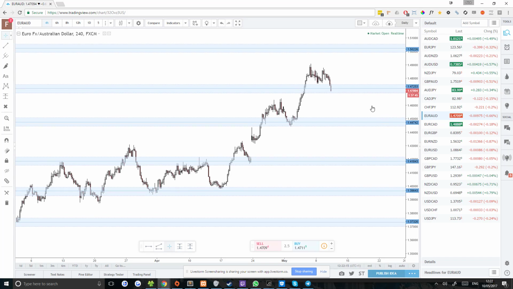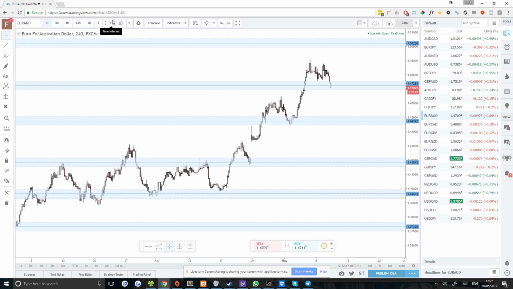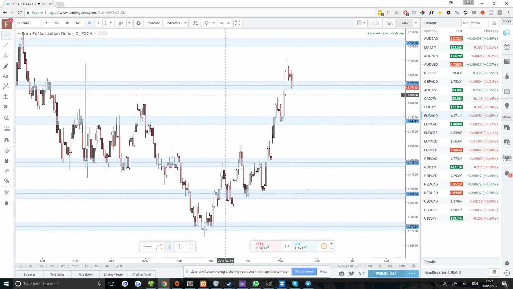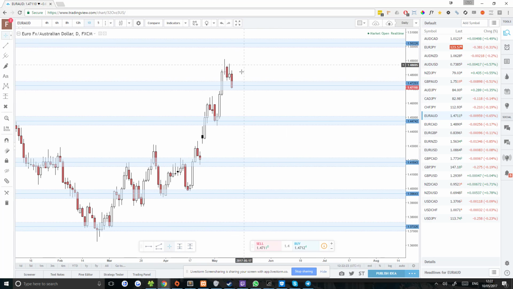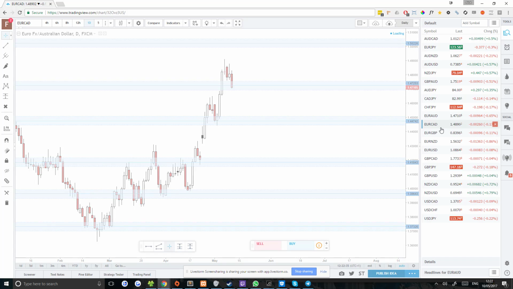Euro AUD. Euro AUD actually looks pretty interesting at the moment. It looks like it could be a potential continuation reversal. So if we get indecision forming here, we might be able to get into a continuation trade. So let's just keep a close eye on it and just see how it plays out. But yeah, nothing to get terribly excited over.